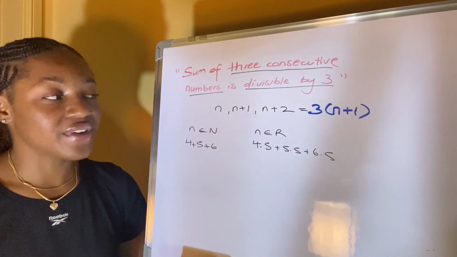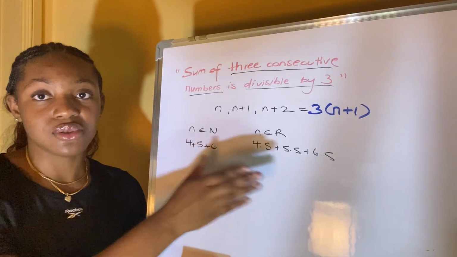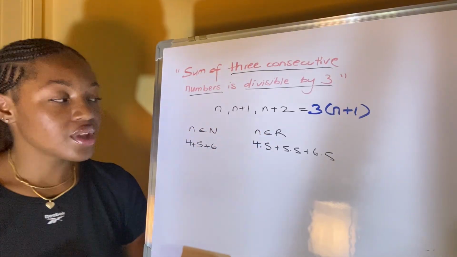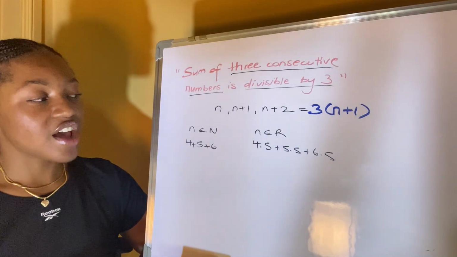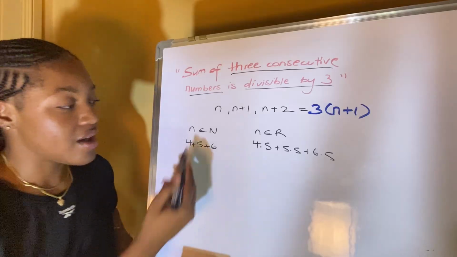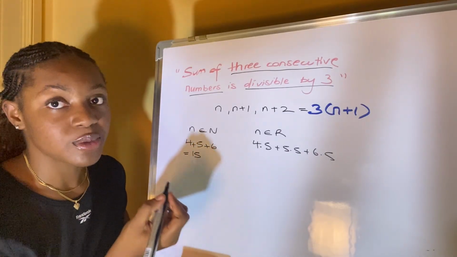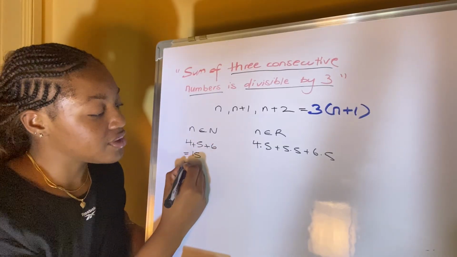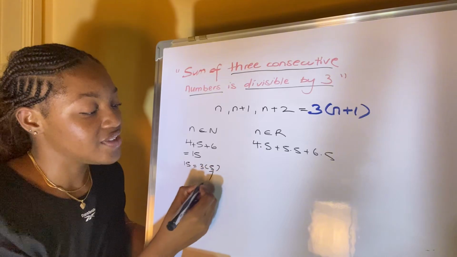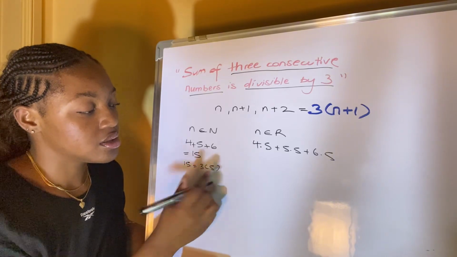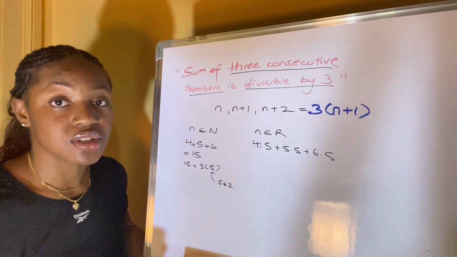So 4.5 plus 5.5 plus 6.5. I'm going to find out if these two are divisible by 3. So when we add 4 plus 5 plus 6, we're going to have 15. 15 is divisible by 3. Why? Because we can write 15 as 3 times 5. And we know that 5 is an integer. So 5 is a part of a set of integers.